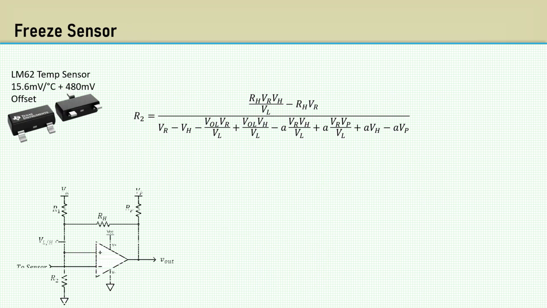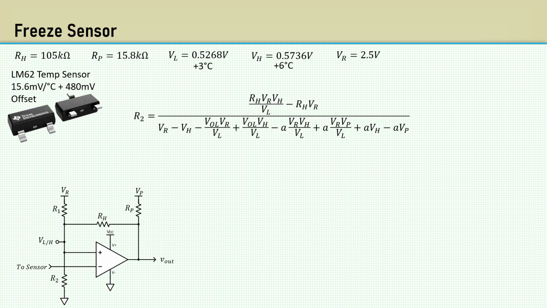Here's an example circuit. It's a freeze sensor using the LM62 temperature sensor IC. It has an output of 15.6 millivolts per degree C with a 480 millivolt offset. I've already selected the hysteresis and pull-up resistors. VL is 0.5268 volts, which would be plus 3 degrees C. VH is 0.5736 volts, which will be plus 6 degrees C. That gives us 3 degrees of hysteresis.